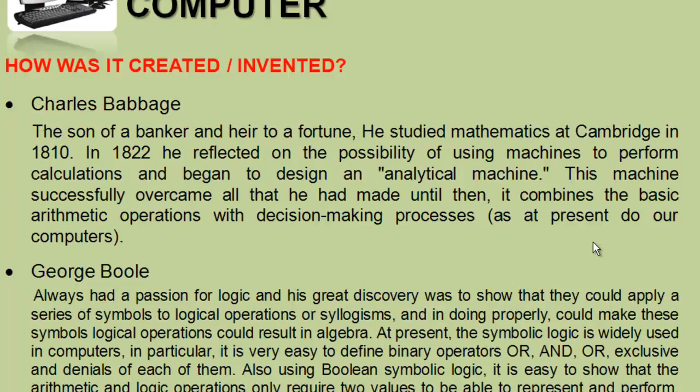Charles Babbage, the son of a banker and heir to a fortune, studied mathematics at Cambridge in 1810. In 1822, he reflected on the possibility of using machines to perform calculations and began to design an analytical machine. This machine surpassed everything that he had made until then. It combines the basic arithmetic operations with decision-making processes.